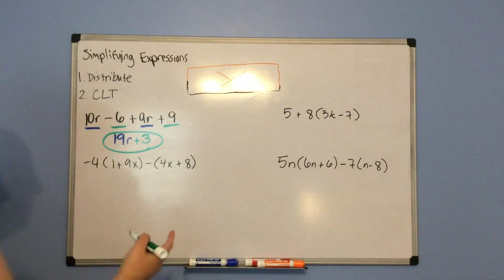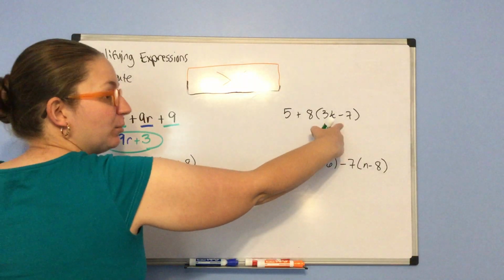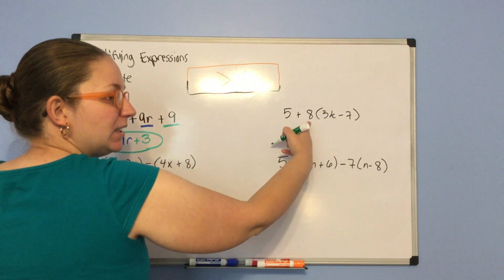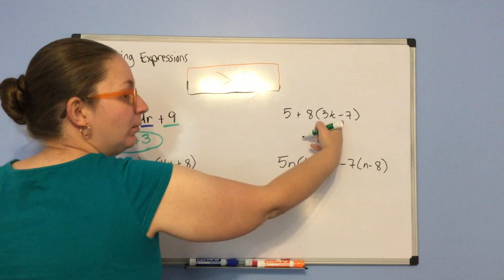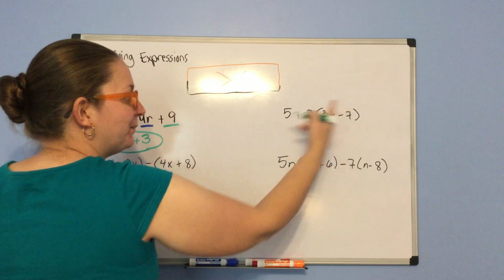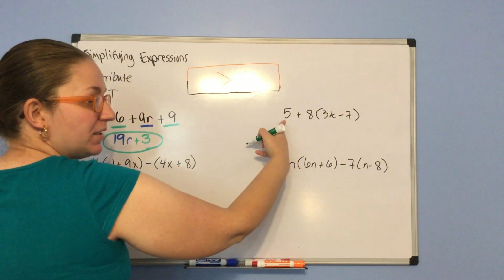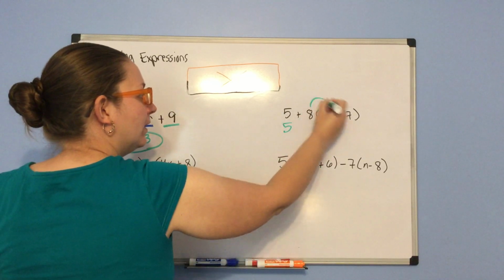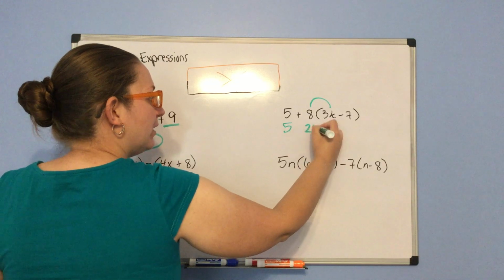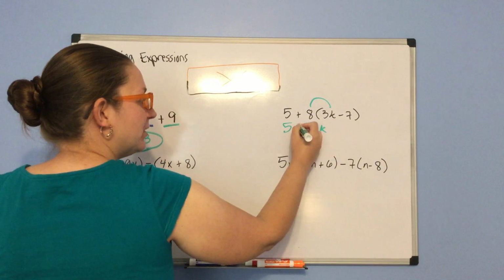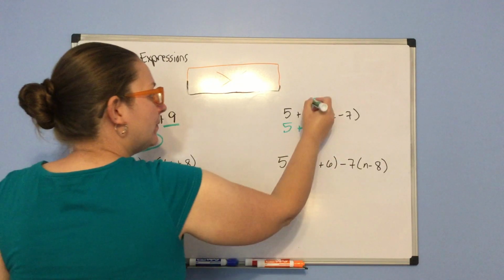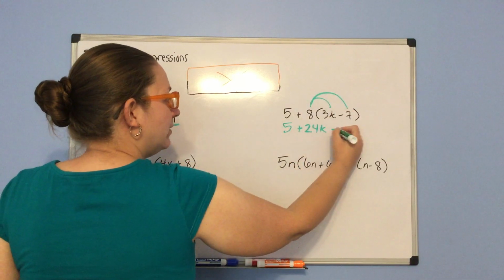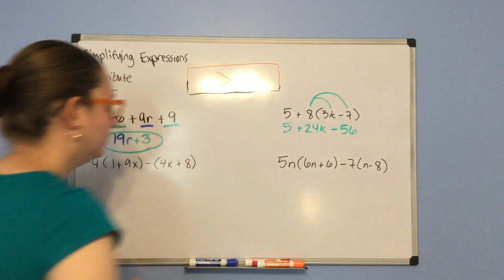Moving on to the next one, I have an 8 in front of this set of parentheses, which means that 8 needs to be distributed or multiplied by everything inside the parentheses. The 5 does not distribute, it's going to stay the same for now. So 5 stays the same. 8 times 3k is 24k. Needs this positive, so we need a plus sign in front. 8 times -7 is -56.